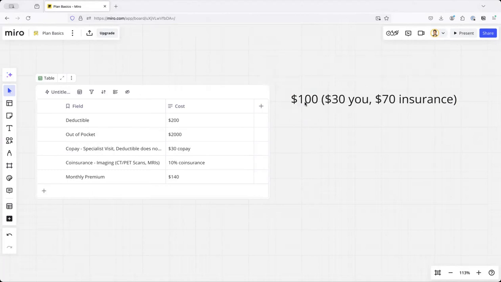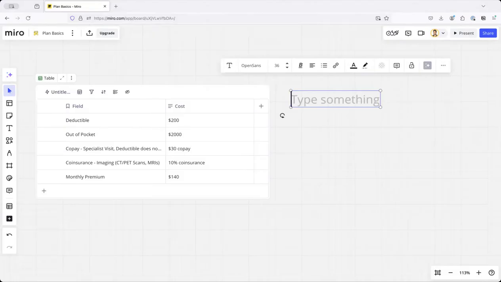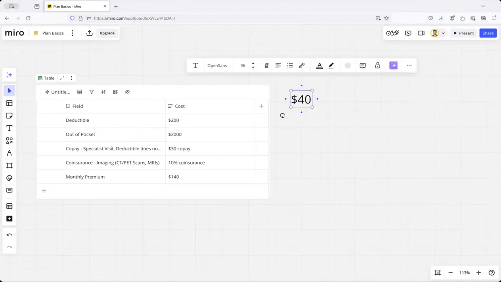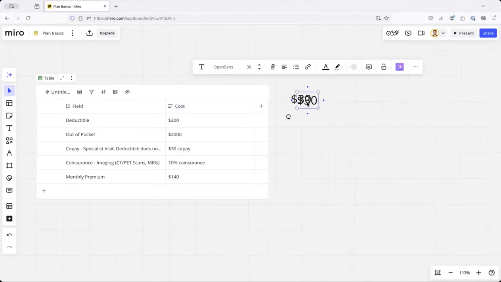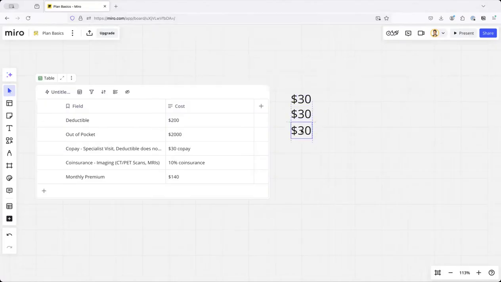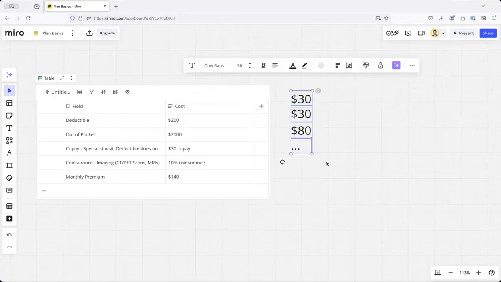Say that you go to one appointment and it's for dermatology, so it's $30, and you go for a few more, and then you start going to some scans, which you owe $80 for. Let's say you go to a bunch of appointments. At some points, you go to so many appointments that you hit $2,000.